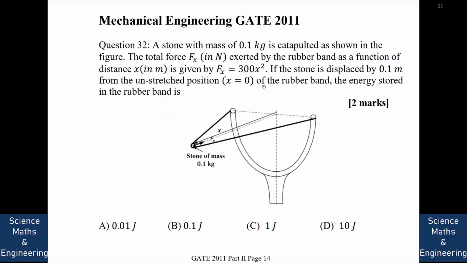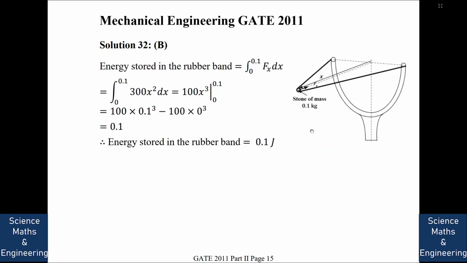A stone with mass of 0.1 kg is catapulted as shown in the figure. The total force Fx in Newton exerted by the rubber band as a function of distance x in meter is given by Fx is equal to 300 x square. If the stone is displaced by 0.1 meter from the unstressed position x equal to 0 of the rubber band, we need to find the energy stored in the rubber band. So the answer is 0.1 joule. Now see how it comes.